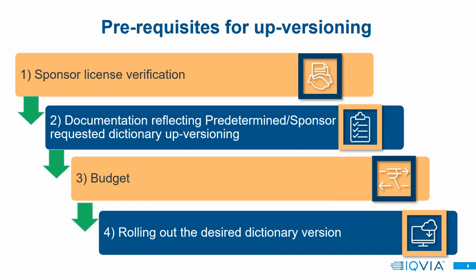Third is the budget. So before we proceed with the dictionary upversion, we need to make sure that the budget is accounted for with respect to the additional step of dictionary upversion. It's good to ensure that there is a budget assigned to this additional task of upversioning, in case it was not included in the original budget. And fourth is to ensure that the desired dictionary version is rolled out and available before the actual step of upversioning. By rolled out, I mean the dictionary version is loaded into the coding tool and it's available for use for the particular study at the time of the in-tool upversioning step.